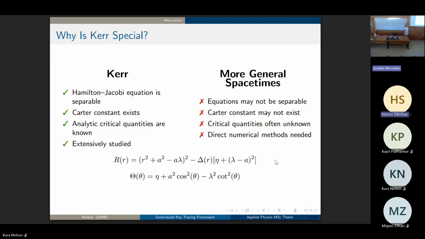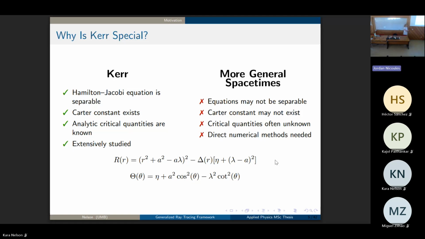So we want to be able to take this separability, this nice quality, out of our framework and not even worry about it, and be able to look at these more general spacetimes in order to explore different metrics as well as calculate some quantities to help us motivate these images that we're going to be getting.